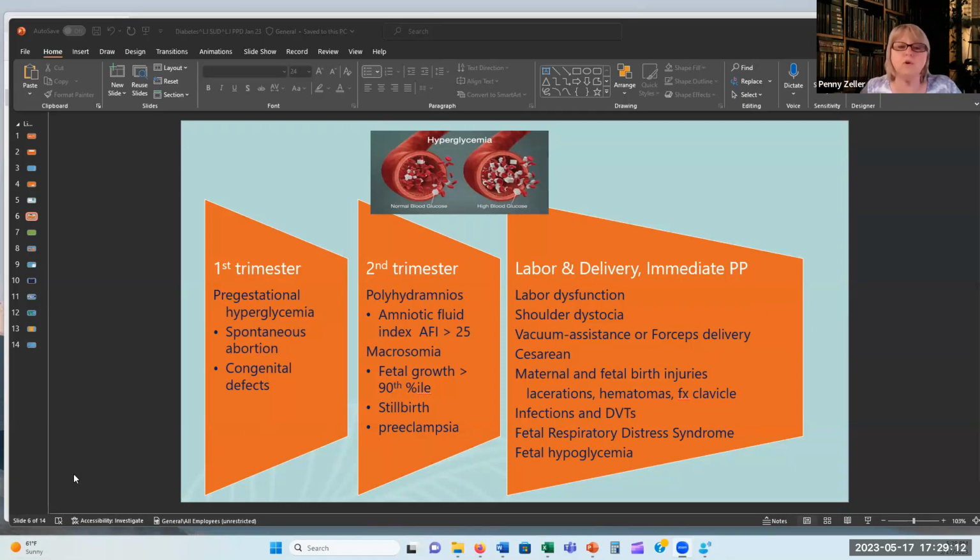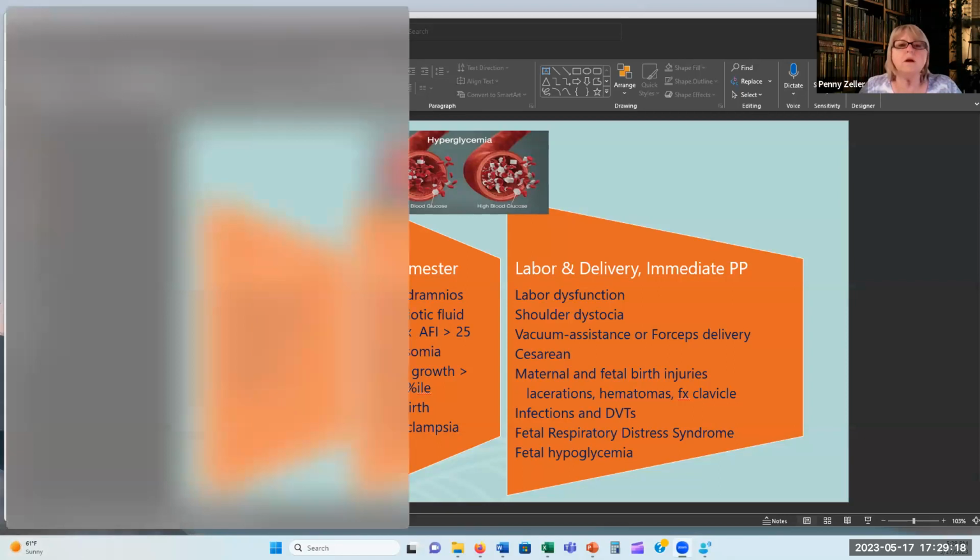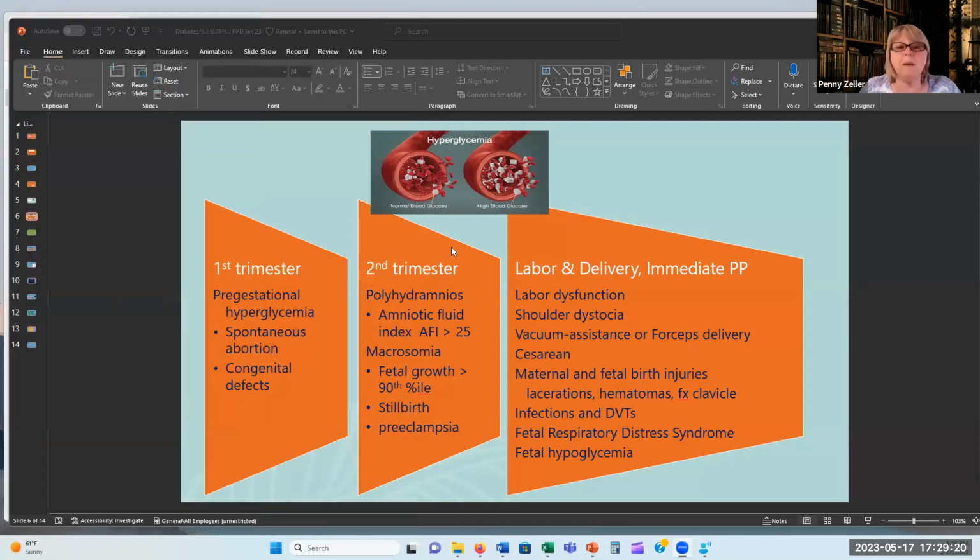Okay, so you can do that, or you can do the baby of a diabetic mother, type 1, type 2, or gestational. What would you see with that baby? Your focus is on the newborn. With a baby of a diabetic mother, you're going to see respiratory distress and hypoglycemia. And with a big baby, you might see some birth injuries.